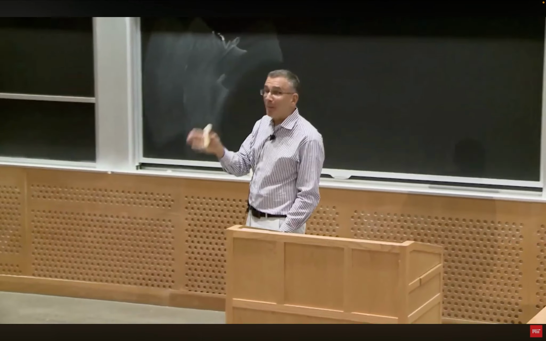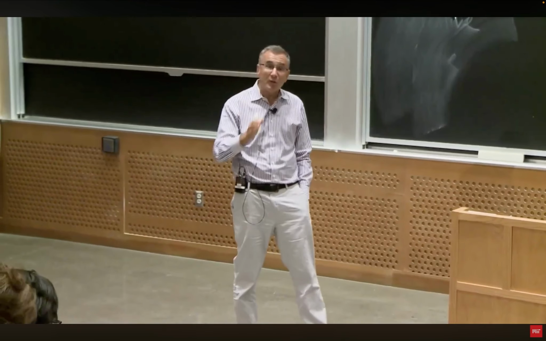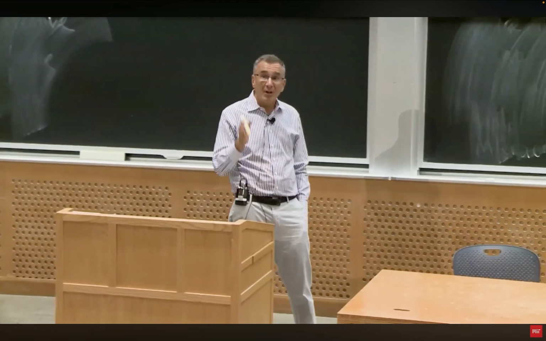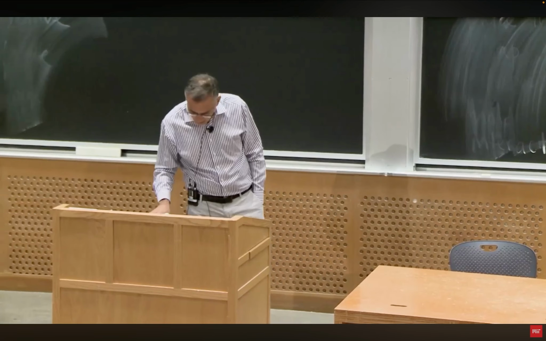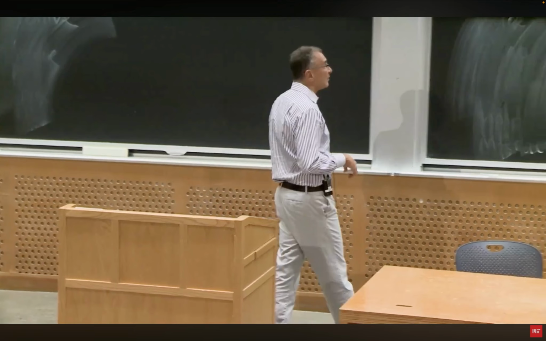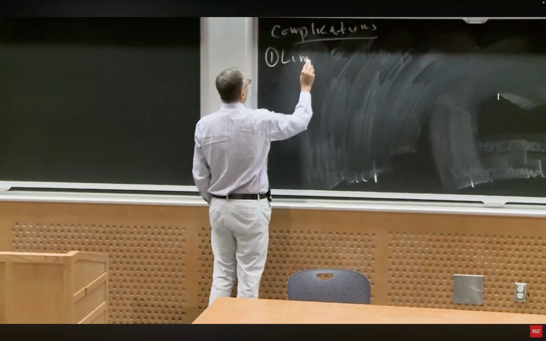You will come back to it in problem sets and exams to remember that under all the assumptions of perfect competition, long-run profits are zero. But in reality, they're not. So let's talk about why. There's really three reasons why long-run profits might not be zero. The first is limited entry.